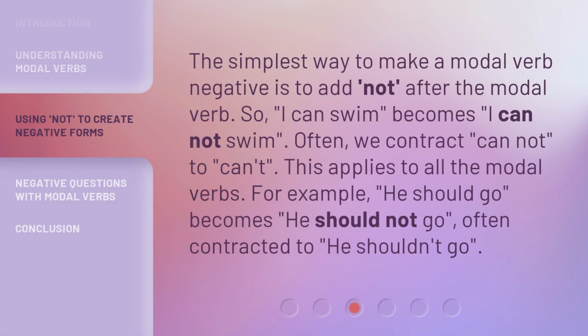The simplest way to make a modal verb negative is to add not after the modal verb. So, I can swim becomes I cannot swim. Often, we contract cannot to can't. This applies to all the modal verbs. For example, he should go becomes he should not go, often contracted to he shouldn't go.